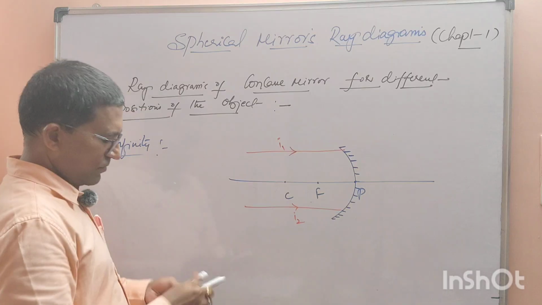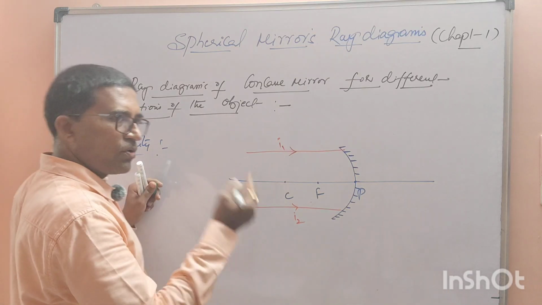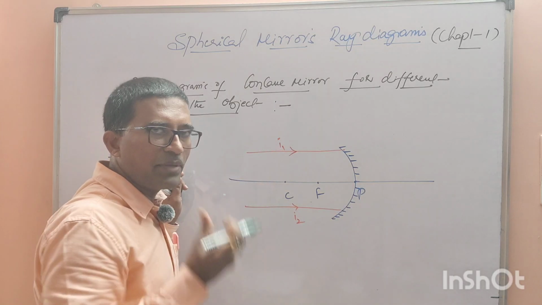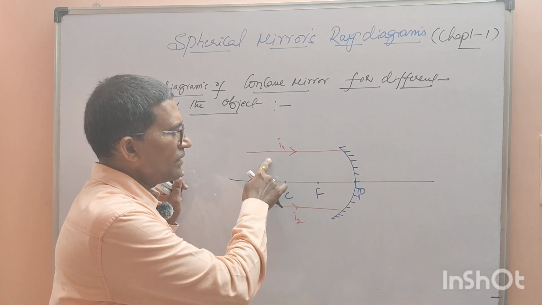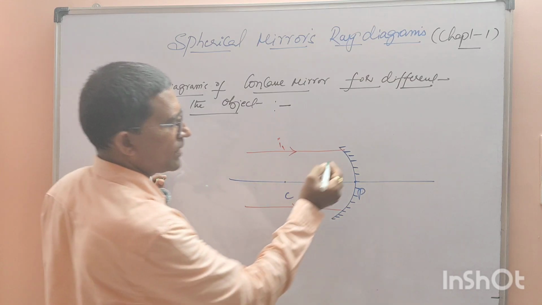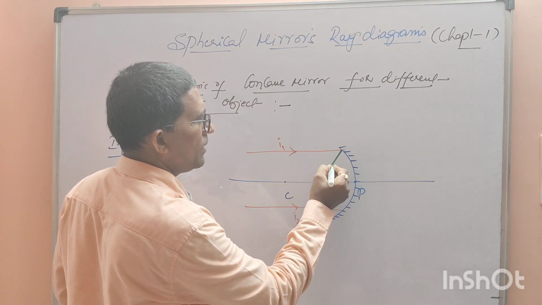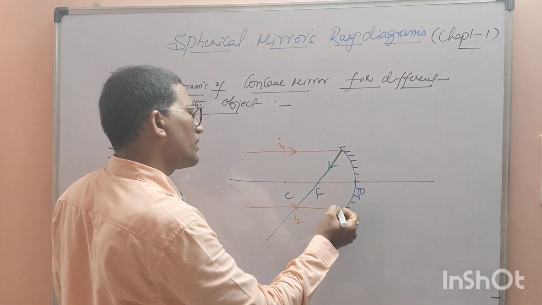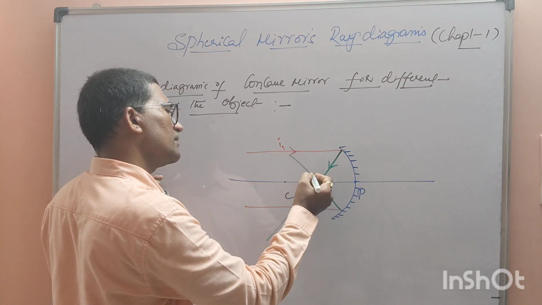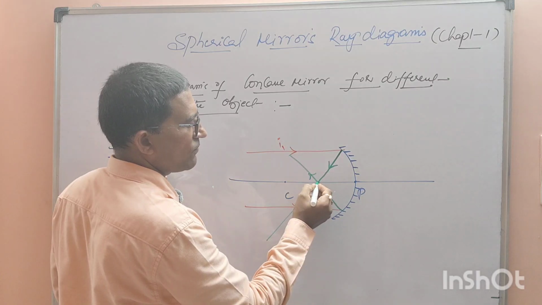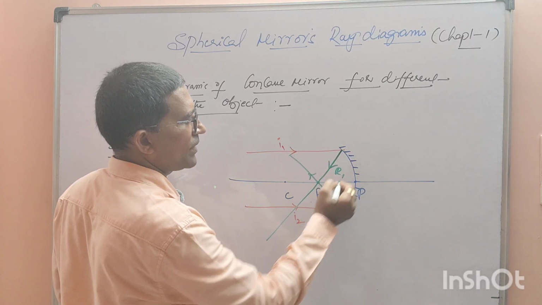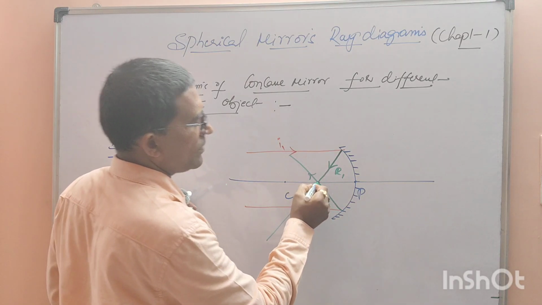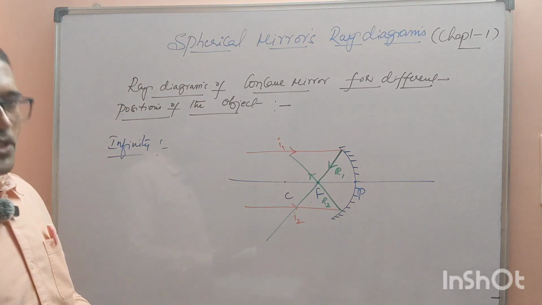After reflection, the reflected light rays, as I already explained in the rules related to ray diagrams: if the incident ray is parallel to the principal axis, after reflection the reflected rays will pass through the focus. This is the reflected ray, and here we have one more reflected ray. This is reflected ray 1, R1, and this one I will name R2. The reflected light rays are going to converge at one particular point. Here the image is formed.